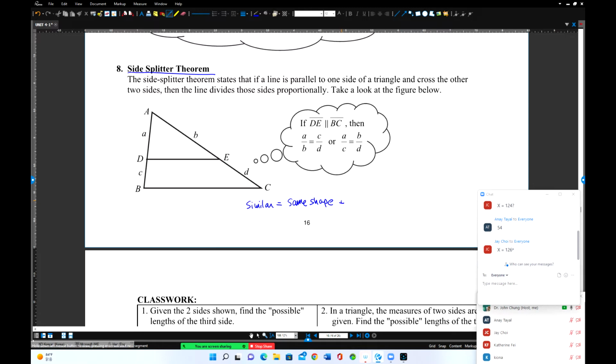But different size. That's similar. For example, I'm going to use some numbers: 3, 4, 5, a right triangle. This is a 3, 4, 5 right triangle. Similar means every side increased by 2 times. Times 2, this is what we call the dilation factor. Every side increased by 2 times.